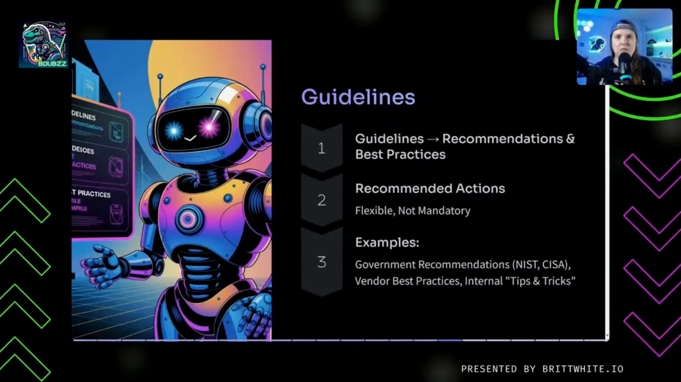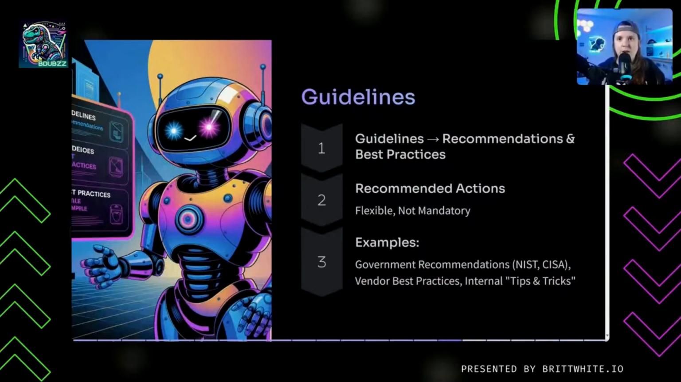The major point here for the CISSP is that guidelines are not mandatory. If you break a guideline, you're not going to have any negative findings during an audit. This is a big difference from policies, standards, procedures, and baselines. Now let's think about some guideline examples. We have government recommendations, like NIST guidelines. CISA best practices are often used within guideline territory. This is good advice from the government, but they're not legally mandated most of the time.